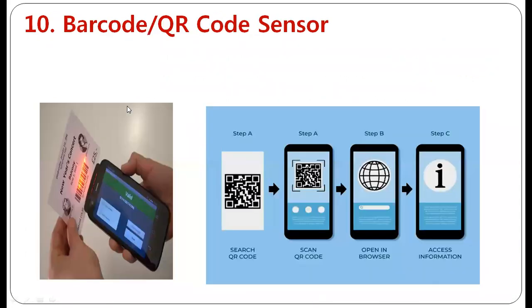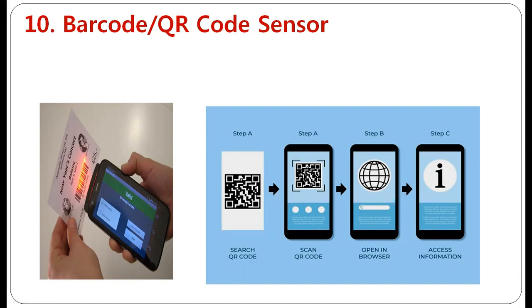Then barcode and quick response code sensor, QR. We are familiar with these two. With the help of scanning the barcode, we can identify the product details or any other information or data. With the help of a QR code, we can capture the information of the product, and we can do the payments also.